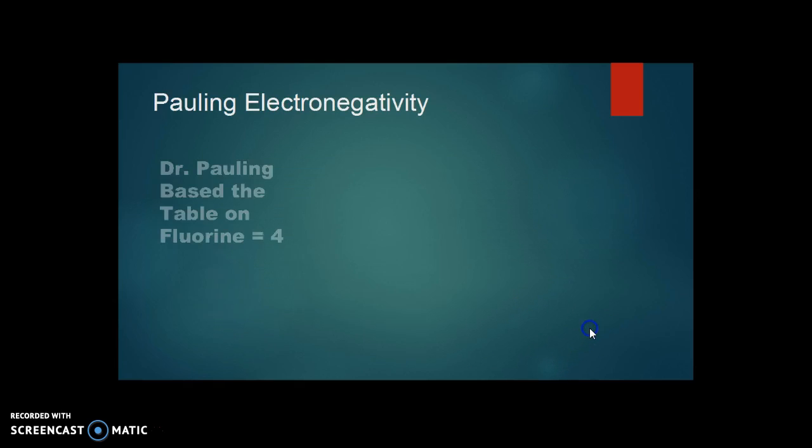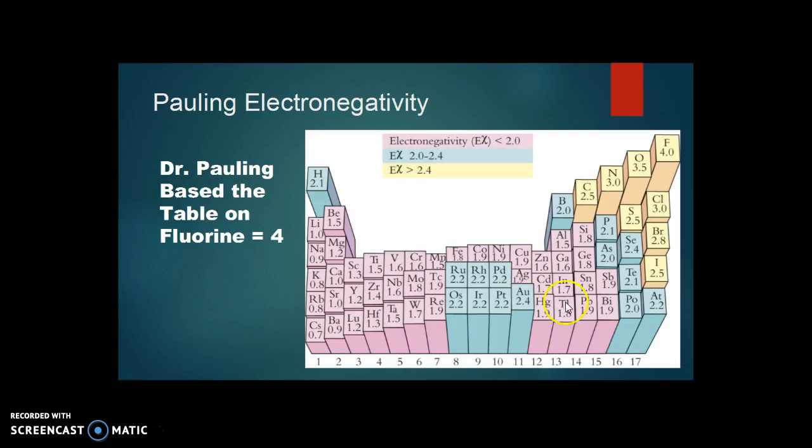Pauling electronegativity. Dr. Pauling based his electronegativity table on the highest electronegativity being fluorine. Electronegativity really refers to the amount of tug that the outer shell electrons feel, and the amount of tug that a new electron feels from the nucleus as it's pulled in. That's particularly going to happen with nonmetals.